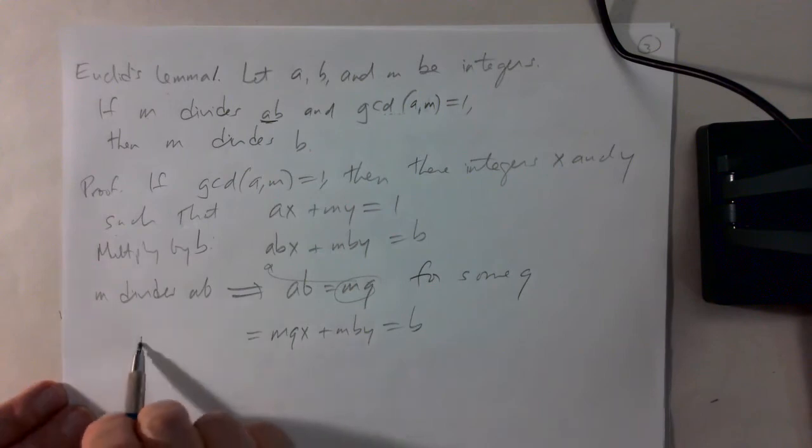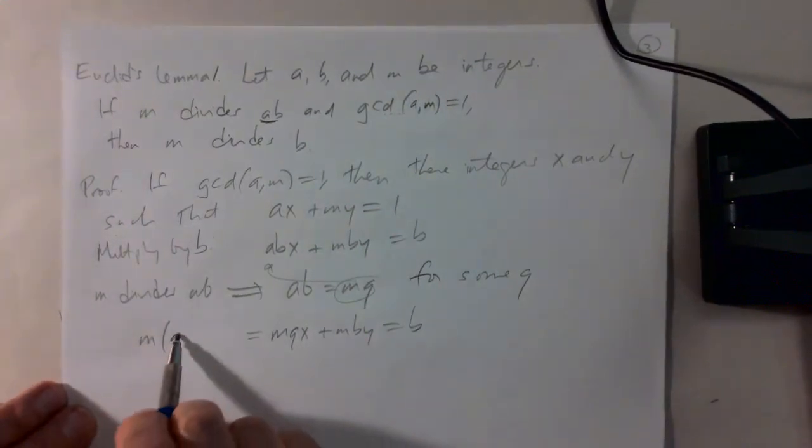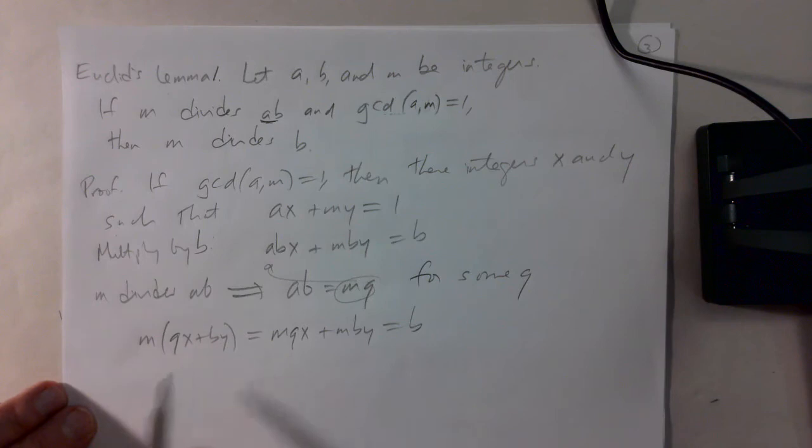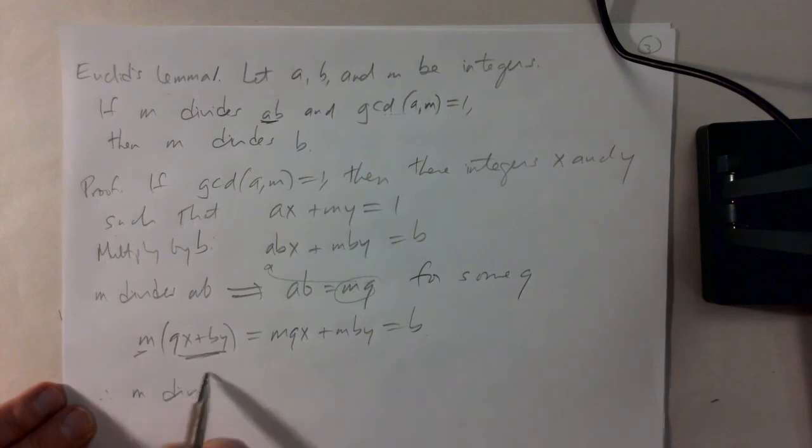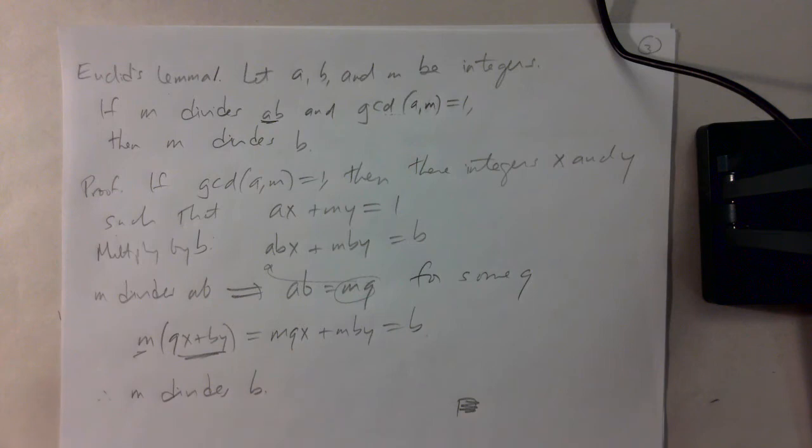And I can factor out the m. This is m times (qx plus by). So m times some integer equals b. So therefore, m divides b. That's the proof.